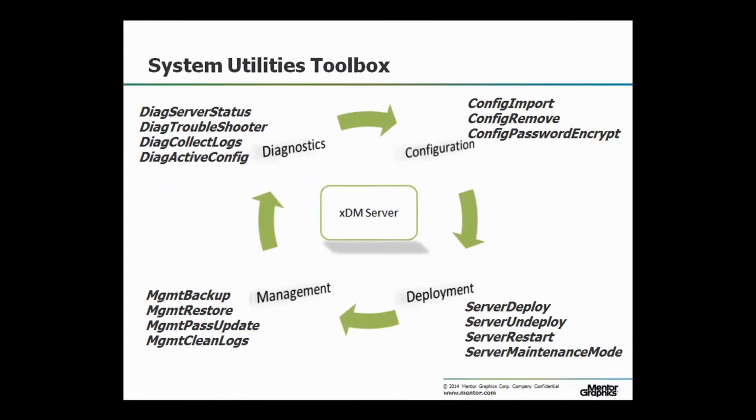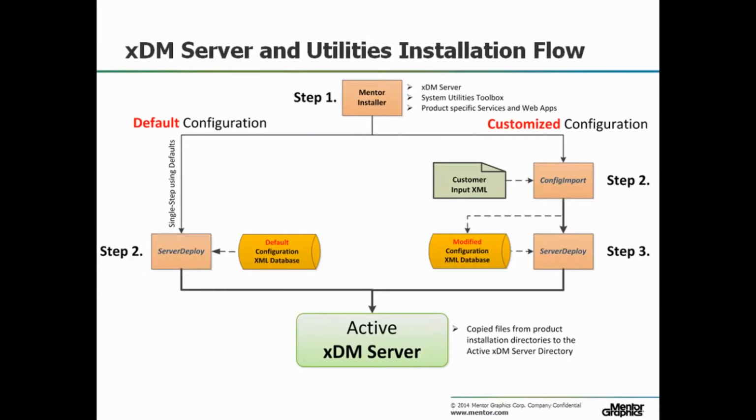The system utilities are a collection of command line utilities which provide all the tools required to manage an xDM server, including utilities for configuration, deployment, server and data management, security, and diagnostics. The following diagram illustrates the installation and deployment flow of the xDM server.